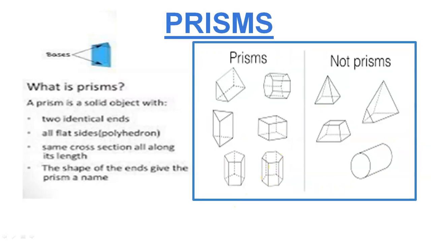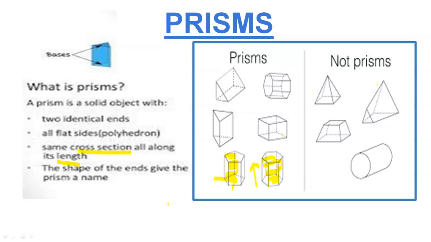While the other sides should be flat. Okay, that is a polyhedron. So it has the same cross section all along its length. You must remember, it's the same cross section. What does that mean? Look over here when I'm moving from down to up, it's the same overall. It's the same when I'm moving from top to bottom. It's the same cross section for all its length.